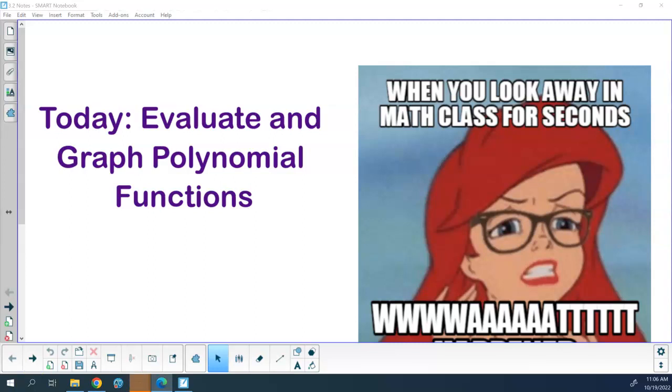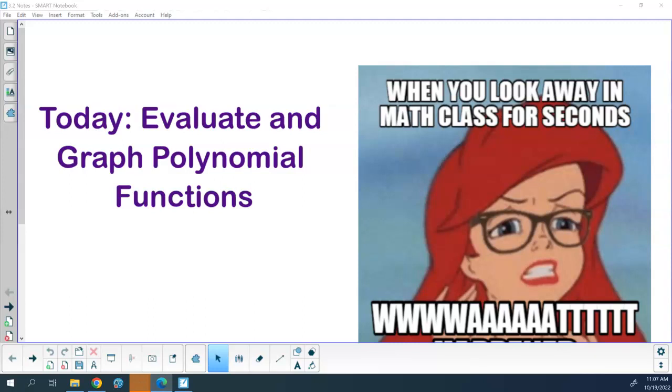So today is very, I don't want to say it's very abstract, but it's not like 2 plus 2 is 4. Okay? It's not concrete math. You can see it, you can manipulate it, etc. Today it's more conceptual. It's more of a concept today that we're going to be working on and pushing ourselves through.